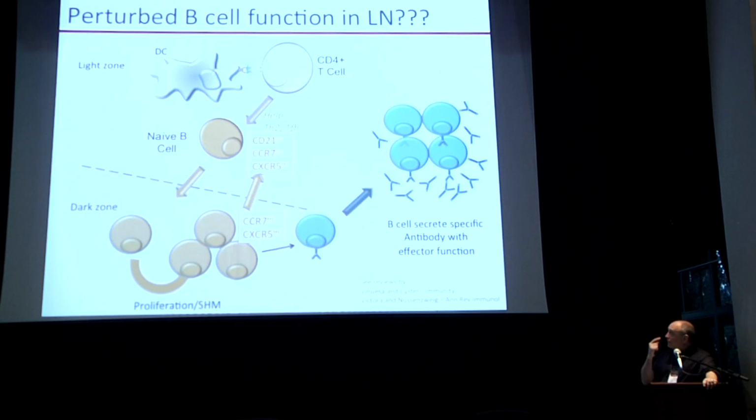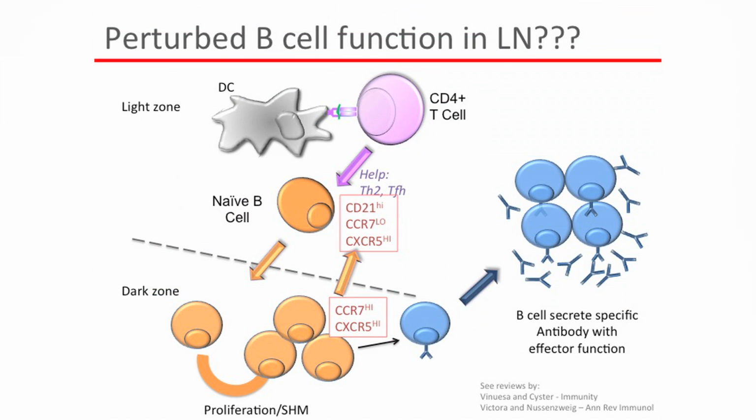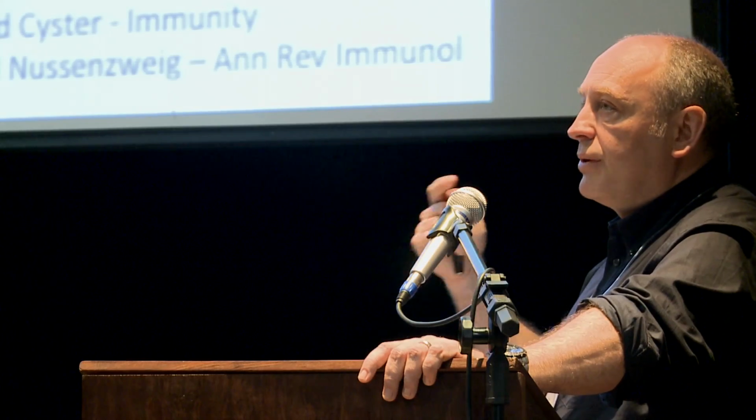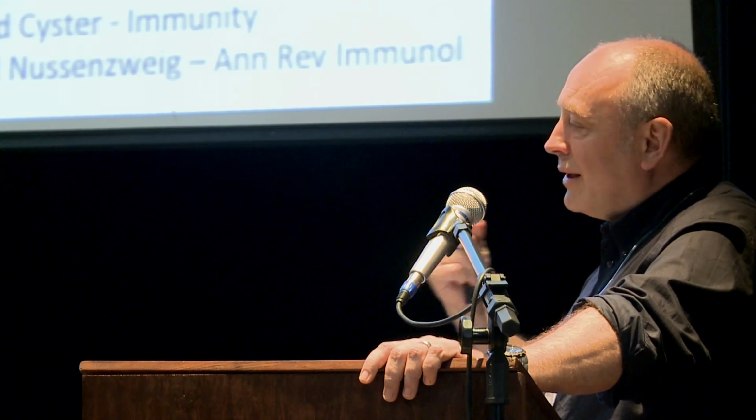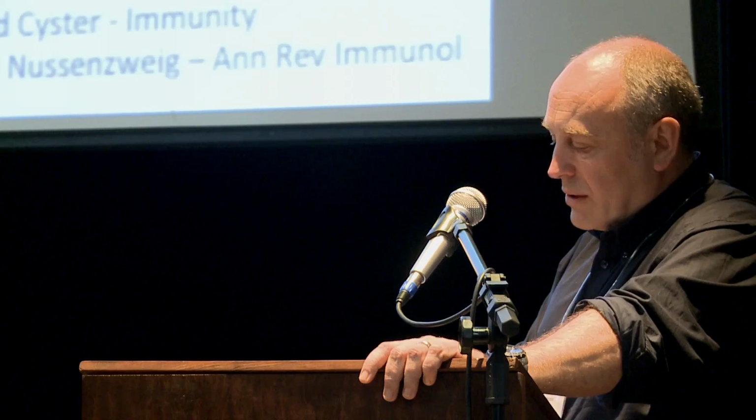So if we go back to the schematic I presented earlier, it's actually been documented that in the light zone, you require CD21 to be high, CCR7 low, and CXCR5 high. And then to move to the dark zone, CCR7 high and CXCR5 high. So we found those that are actually being perturbed in the periphery. So now the next step, clearly, is to go back and look in the lymph nodes of HIV-infected individuals.